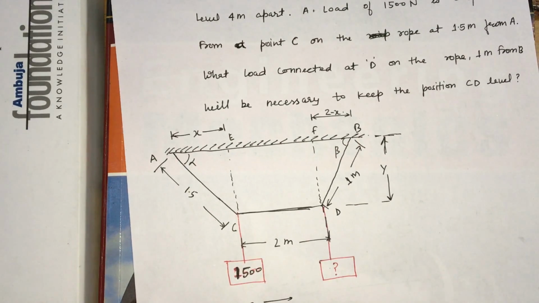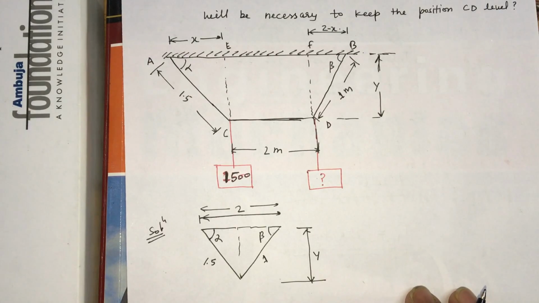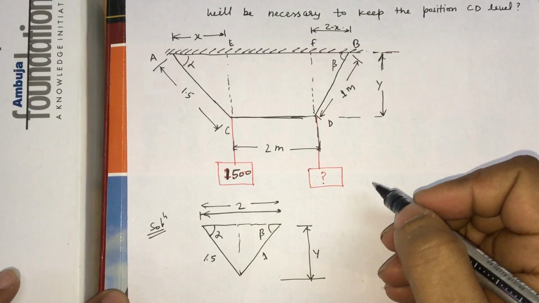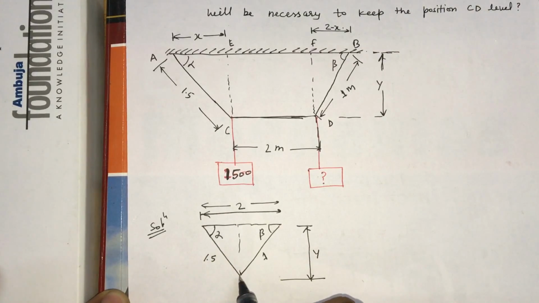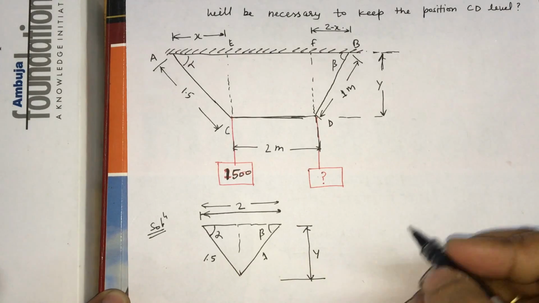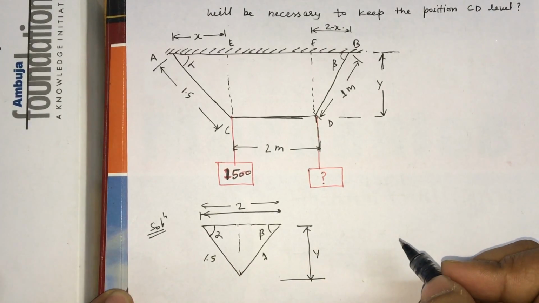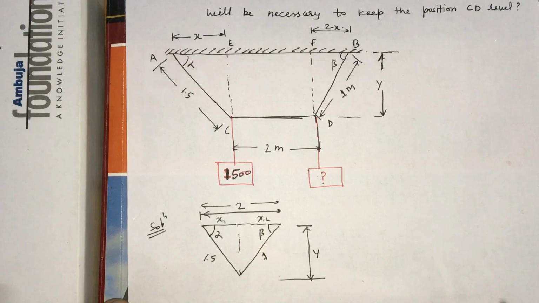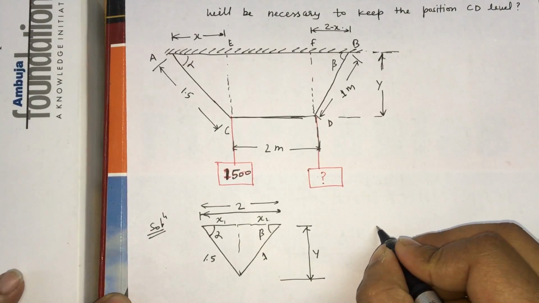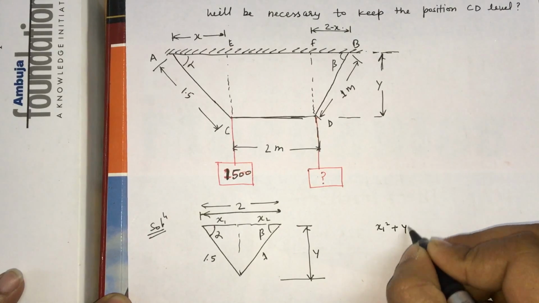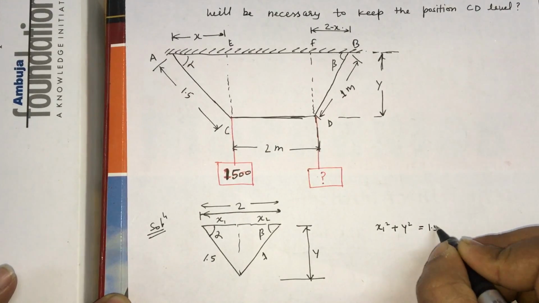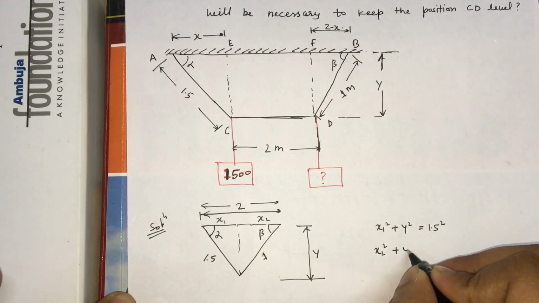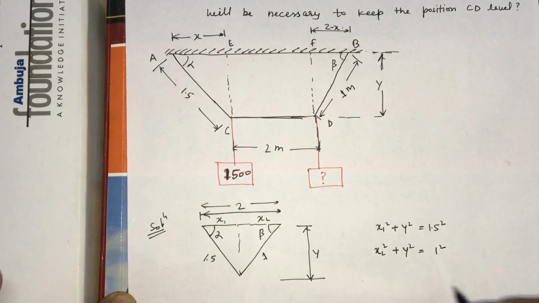So now I solve the problem. Now we can apply Pythagoras for this. Okay, so I can write here, let me assume this is x1 and this is x2. If I assume this, I can write equations like x1 square plus y square is equal to 1.5 square, and similarly x2 square plus y square is equal to 1 square.